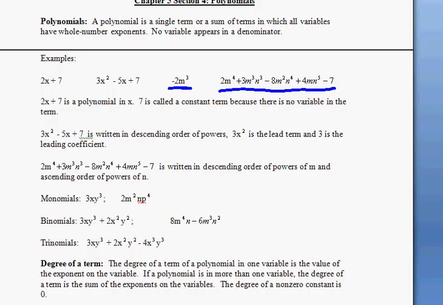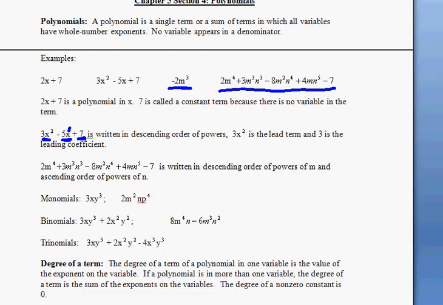3x² - 5x + 7 is written in descending order of powers. That means my x's, I have x to the second power, or squared, here, x to the first power here, and no x there. If you remember from today's lesson, no x could have come from x to the 0 power, meaning your exponents descend from 2 to 1 to 0. We don't write x to the 0 power there because x to the 0 power is 1, and therefore we don't need it. So that's written in descending order of powers. 3x² is the lead term, and 3 is the leading coefficient.